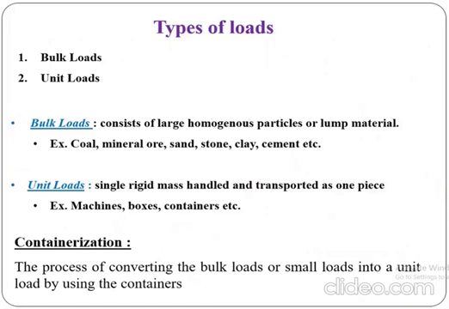First of all, if you talk about the types of load, there are two types of loads: bulk load and unit load. The bulk load consists of large homogeneous particles or lump material, for example coal, mineral ore, sand, stone, clay or cement. A unit load is a single rigid mass handled and transported as one piece, for example machines, boxes or containers. The process required to convert a bulk load into a unit load is called containerization.